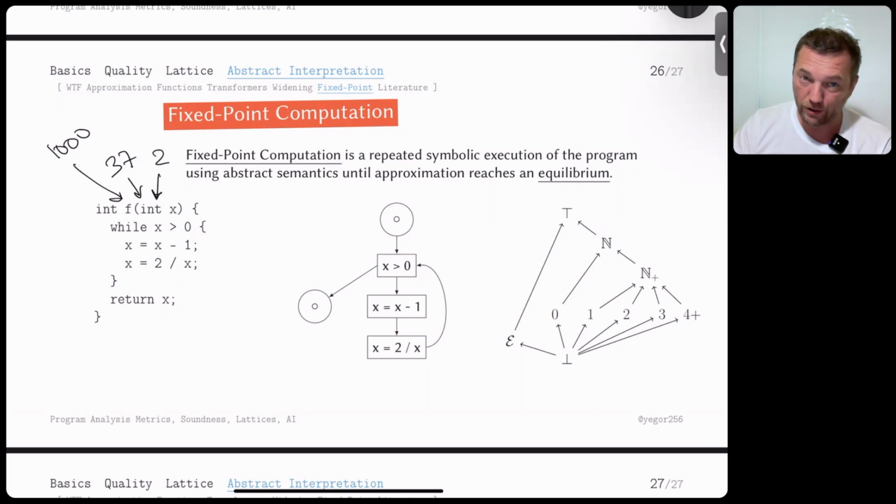So how do they do it with abstract interpretation? First, they create a control flow graph. We discussed it before, the control flow graph. So the control flow graph has an entry point and an exit point.